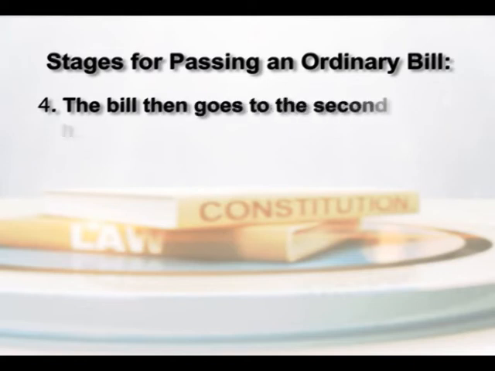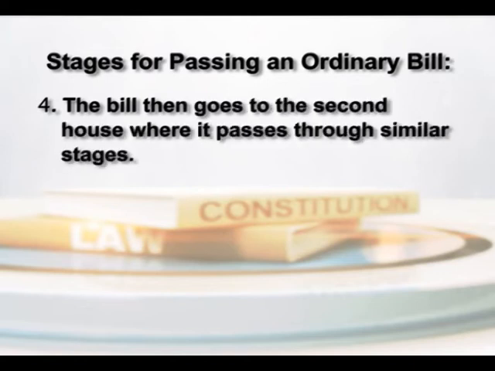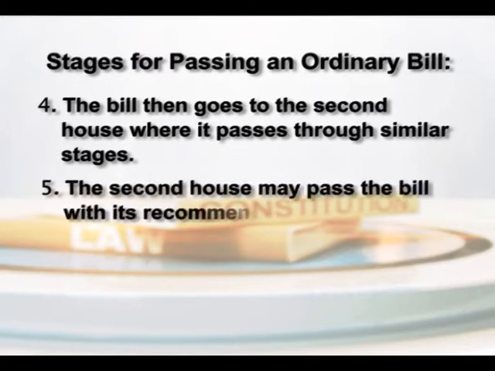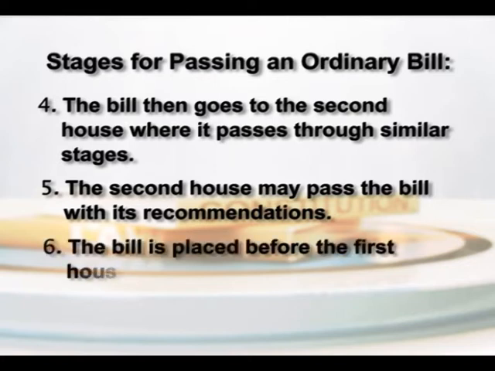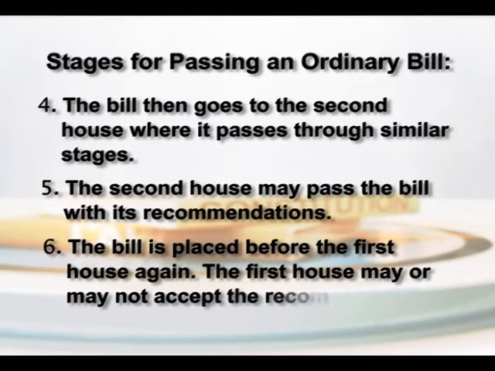Thereafter, the bill goes to the second House where it passes through similar stages. Now, the second House may pass the bill with its recommendations, and the bill, once it is passed by the second House, is placed before the first House. The members of the first House may accept those recommendations, adopt them, or it may not do so.